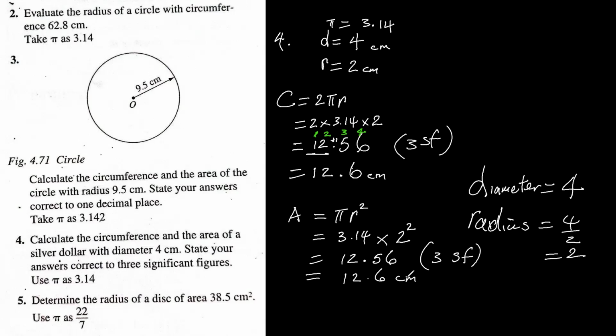All right. Our last question on the homework. Determine the radius of a disk of area 38.5. Everybody write this down. Is there anybody still writing? Or I could erase? So you can read it, sir. All right. Thank you.